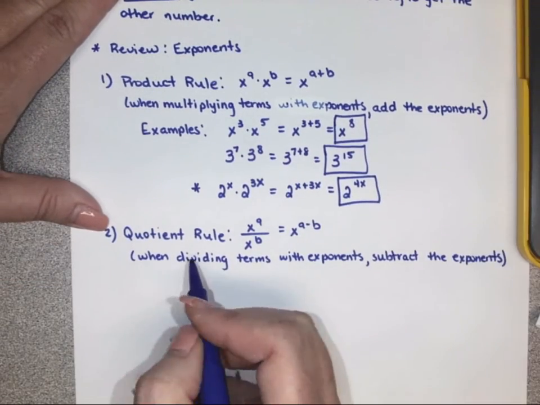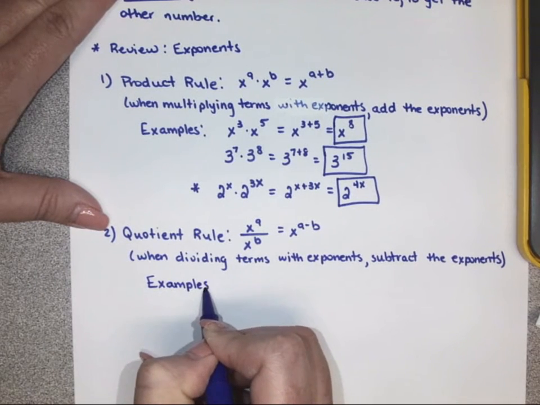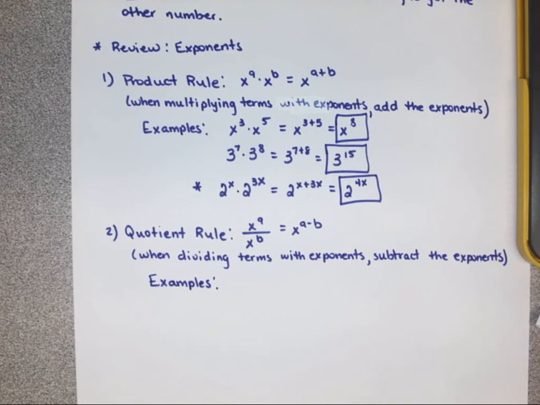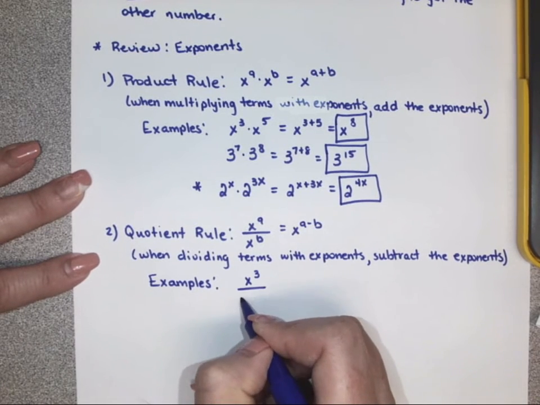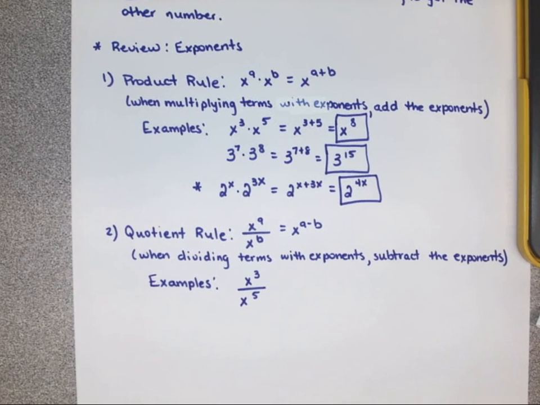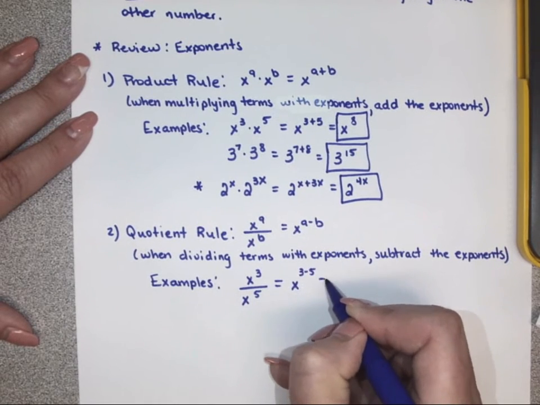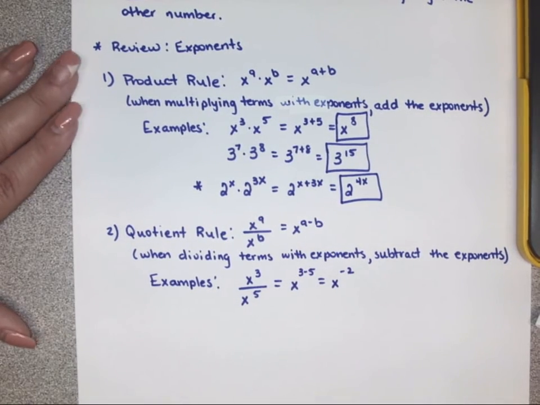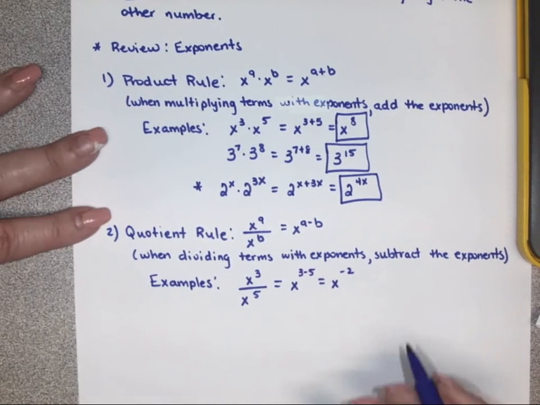So kind of like we did on the first one, let's do some examples of varied difficulty. So if you have x cubed over x to the fifth, notice the bases are the same, so I'm going to subtract those exponents. So this is going to be x to the 3 minus 5 power, which is x to the negative 2. Okay, if you're still not comfortable with negative exponents, you need to review that, because you're going to need to get more comfortable with them.